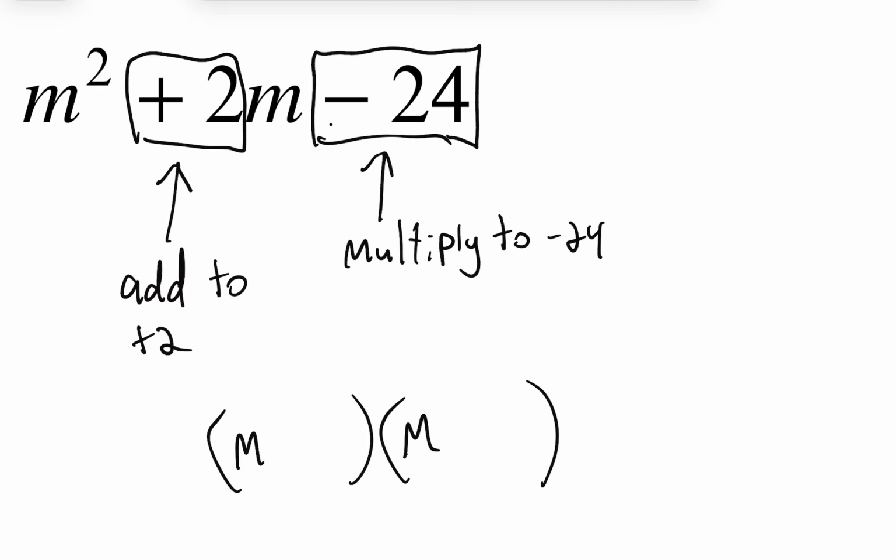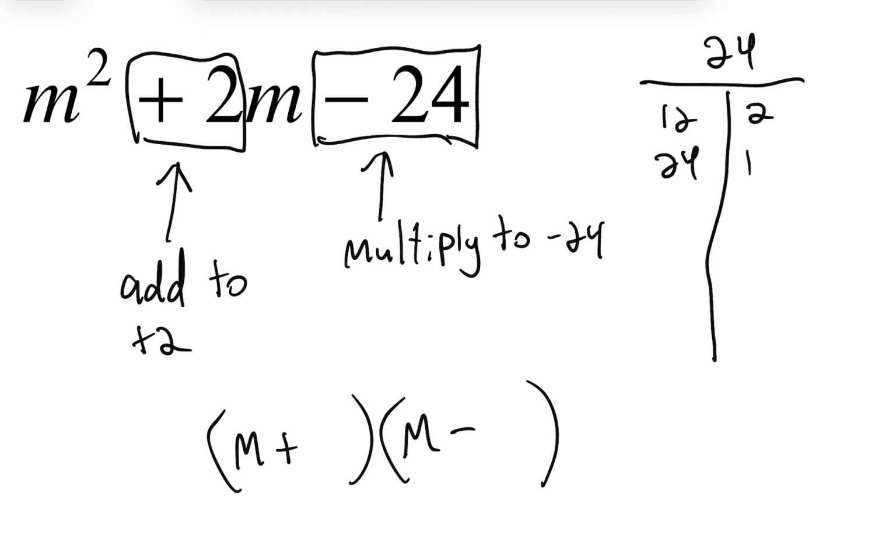Once again, I see that we're multiplying to a negative number. The only way to multiply to a negative number is with a positive and a negative. One way I like to do it is to think, if we want to multiply to 24, what are some of the pairs we can have, right? We can have 12 and 2, 24 and 1. We could have 6 and 4, maybe 8 and 3. Now, which one of these pairs could end up adding to a positive 2 if one of our numbers is going to be negative and one of our numbers is going to be positive? Well, they better be two apart from each other.